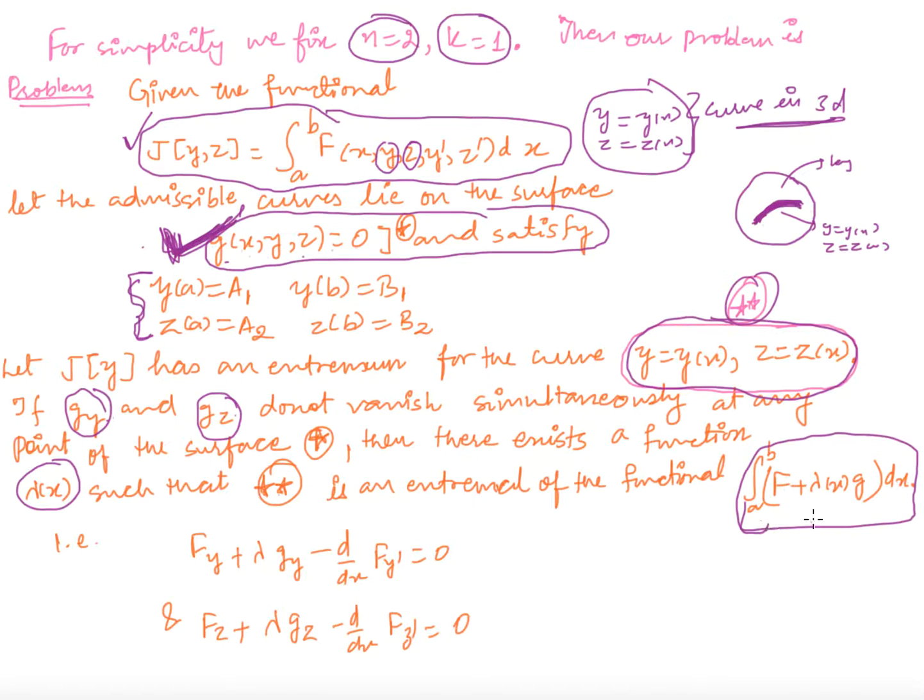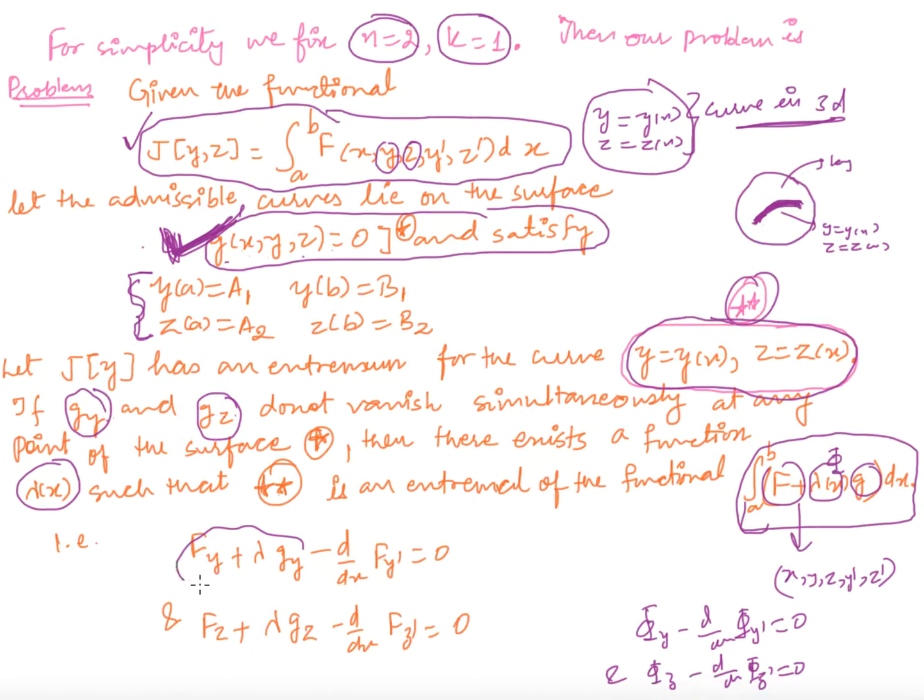So basically we say that we know how to write this as a function of x, y, z, y dash, z dash. So we know how to write the Euler equation for this. Suppose this is your capital phi, then the Euler equations are phi y minus dy by dx of phi y dash is equal to 0, and phi z minus dy by dx of phi z dash is equal to 0. Now phi y will be fy plus lambda x into gy.